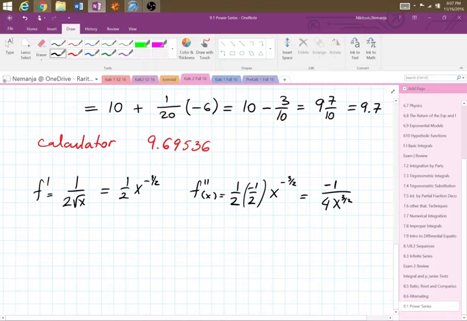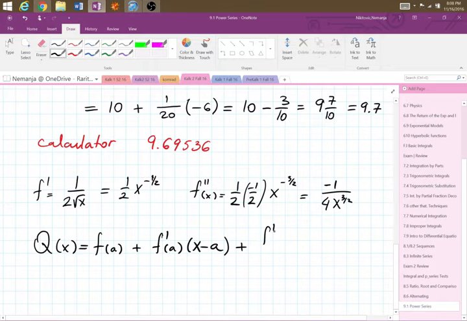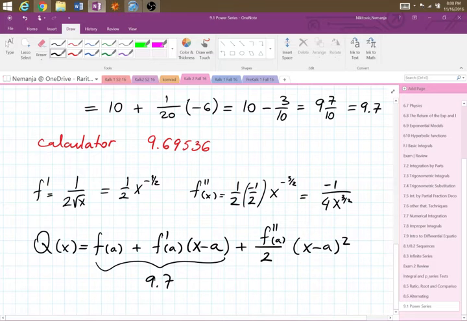So what's the formula for quadratic approximation? It's going to be f of a plus f prime of a times x minus a, plus f double prime over 2 computed at a times x minus a squared. Now, did we all agree already that this piece over here is already 9.7? I don't have to compute that again from linear. It's right here. So all I need to do is to compute plus this piece.